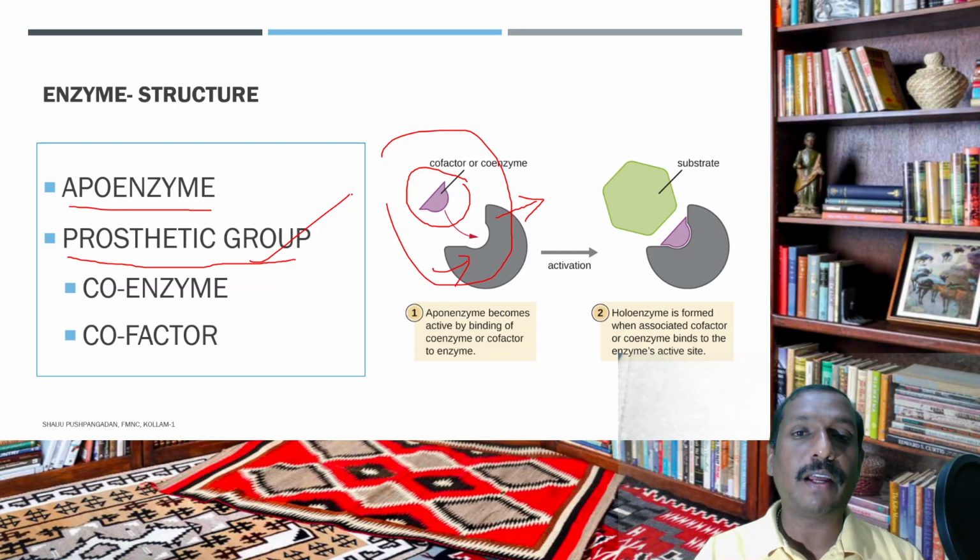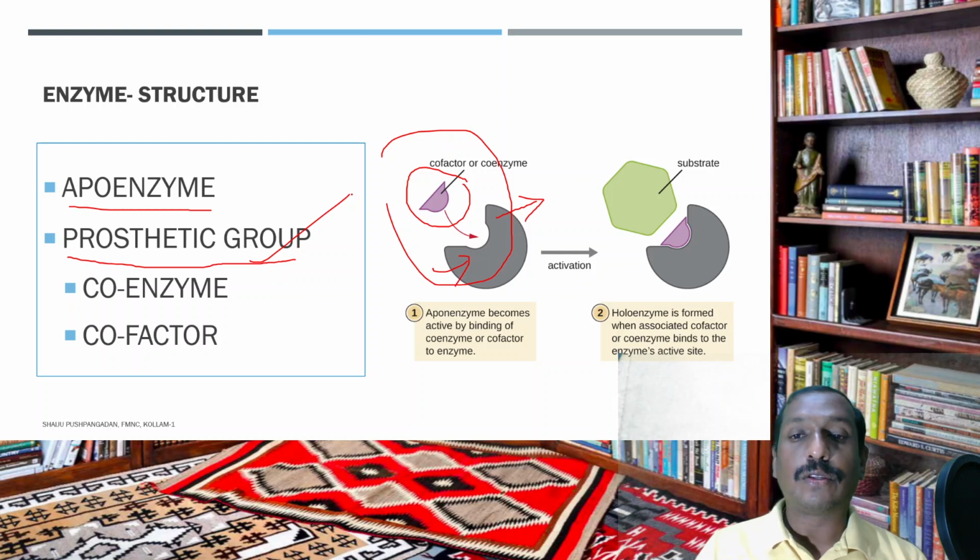Okay, so whenever we are studying the structure of an enzyme, it will have a major protein component. A functional enzyme will have a major protein component and a non-protein component. The major core protein component of the enzyme is called apoenzyme, and the non-protein part of the enzyme is called prosthetic group.